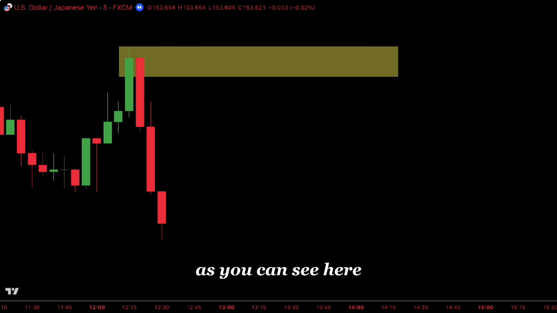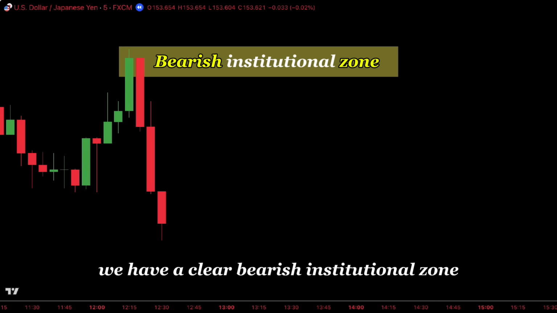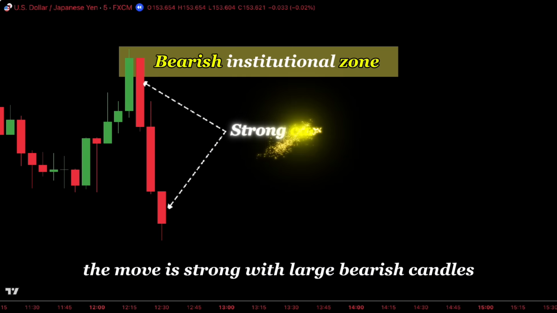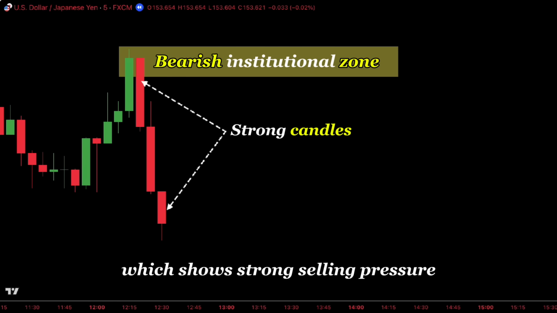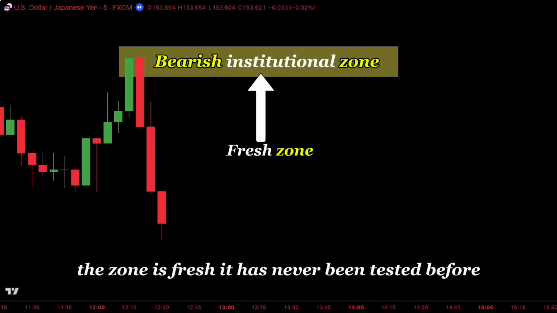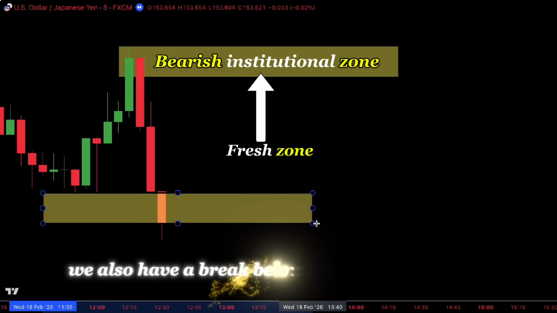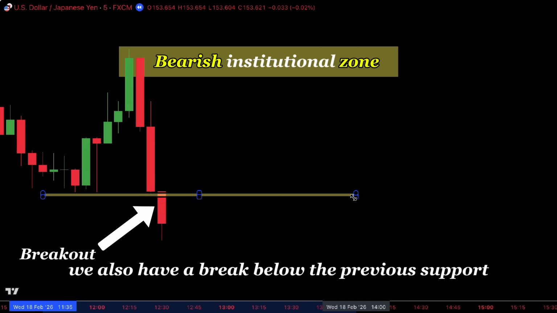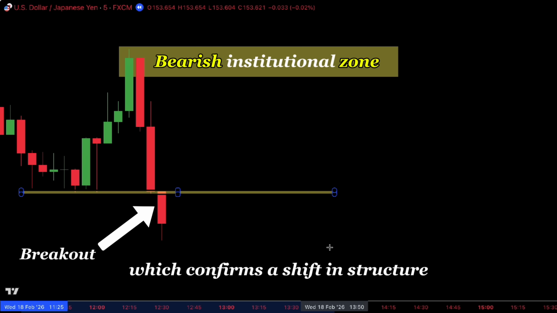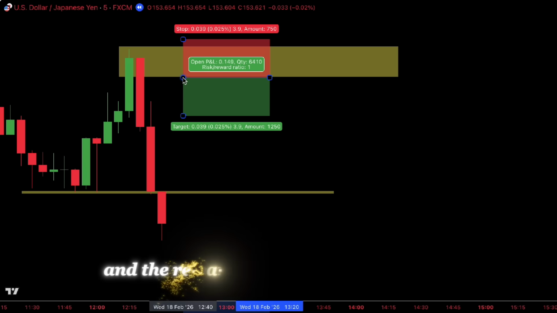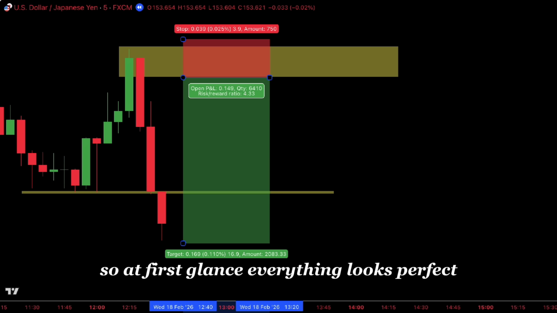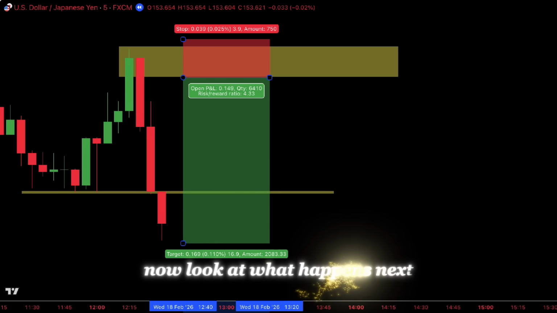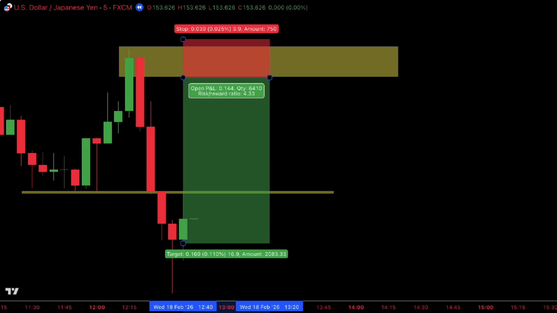As you can see here, we have a clear, bearish institutional zone. The move is strong, with large bearish candles, which shows strong selling pressure. The zone is fresh. It has never been tested before. We also have a break below the previous support, which confirms a shift in structure and a liquidity sweep. And the reward-to-risk ratio is attractive. So at first glance, everything looks perfect. Now look at what happens next.